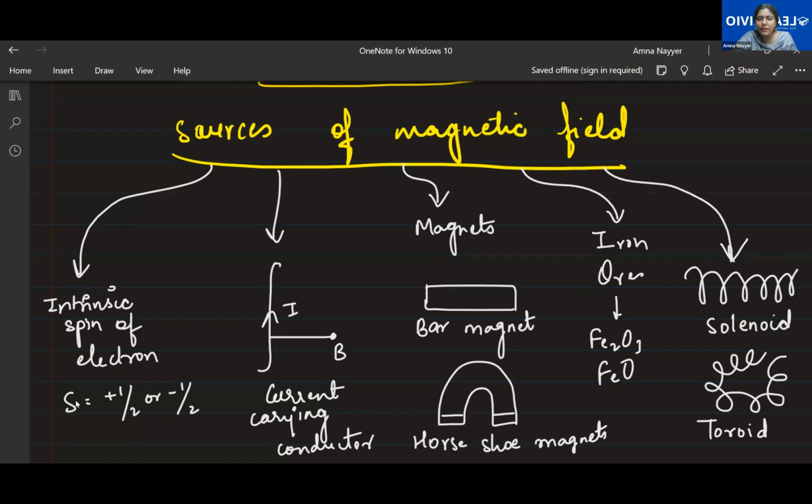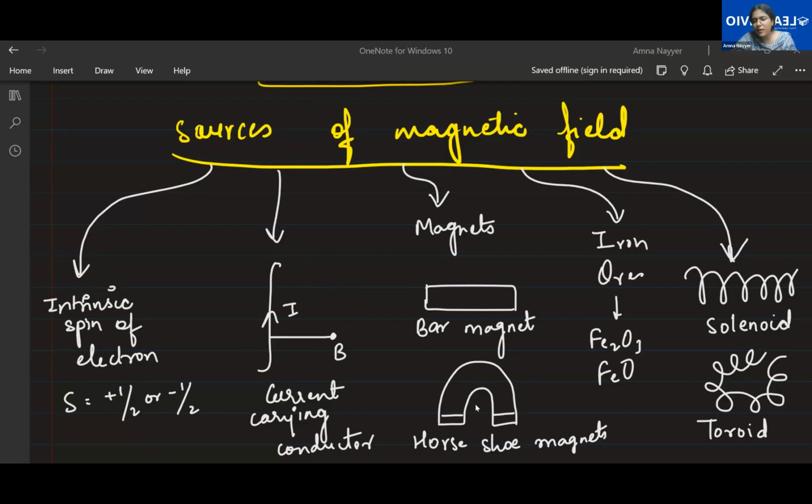About the intrinsic spin of the electron, that's a part of your chemistry. You must have done this in your 11th class, and you don't have to go into the details of this. Current carrying wire, this is all about your Biot-Savart law. We'll be discussing it in detail.